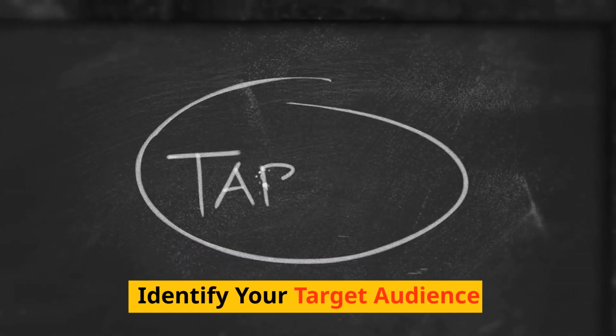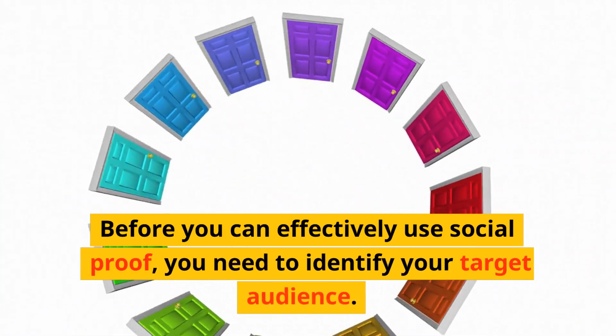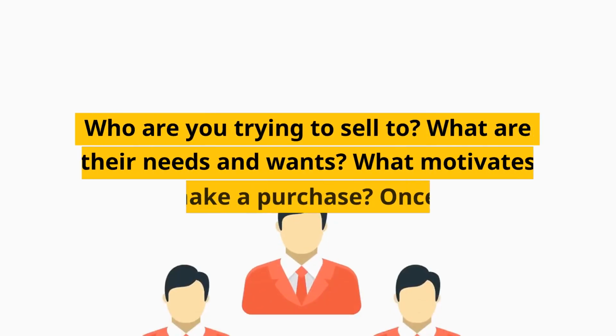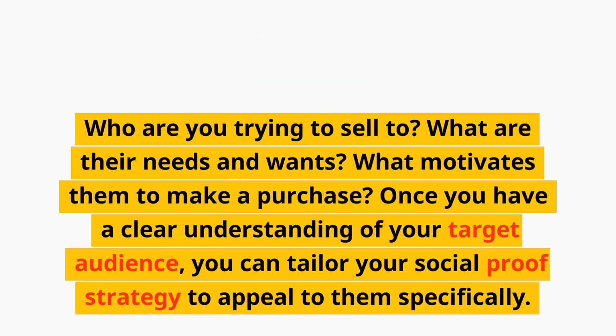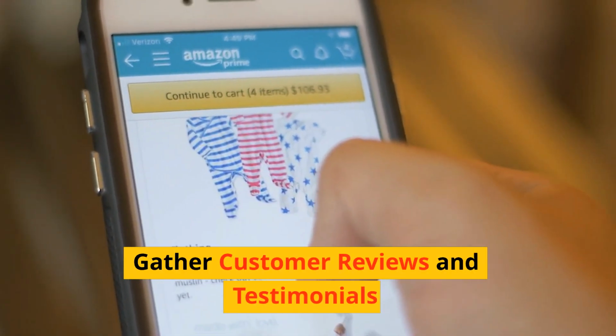1. Identify your target audience. Before you can effectively use social proof, you need to identify your target audience. Who are you trying to sell to? What are their needs and wants? What motivates them to make a purchase? Once you have a clear understanding of your target audience, you can tailor your social proof strategy to appeal to them specifically.